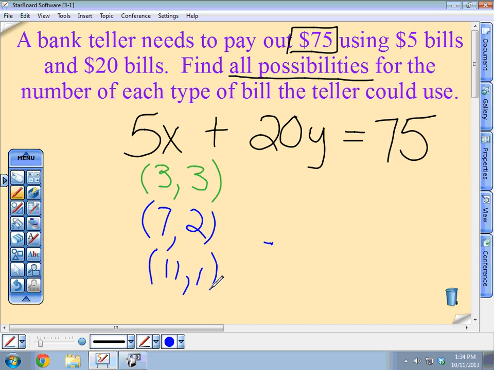That's what they're asking for. What are the three combinations she can give you? She can give you any of those three combinations. She can give you 3 $5 and 3 20s. She can give you 7 5s and 2 20s, or 11 5s and 1 20.